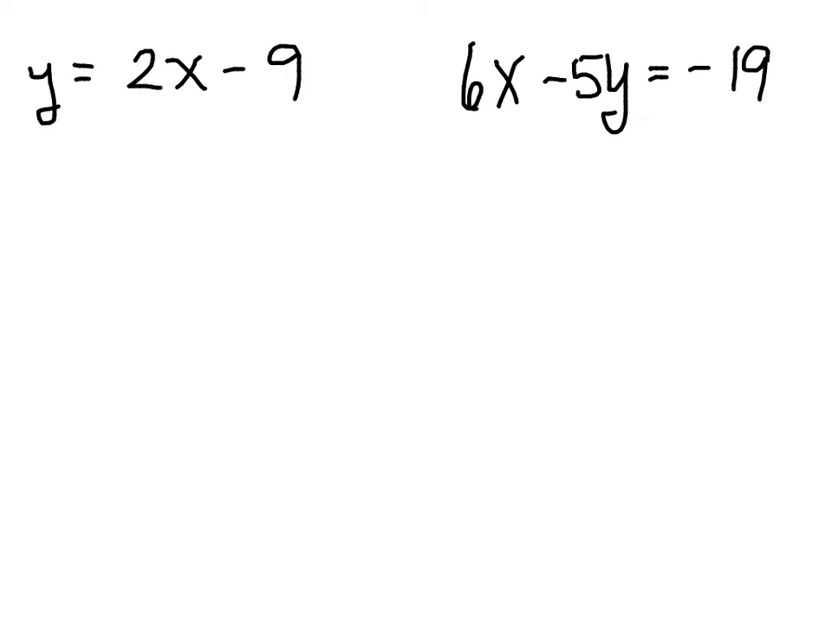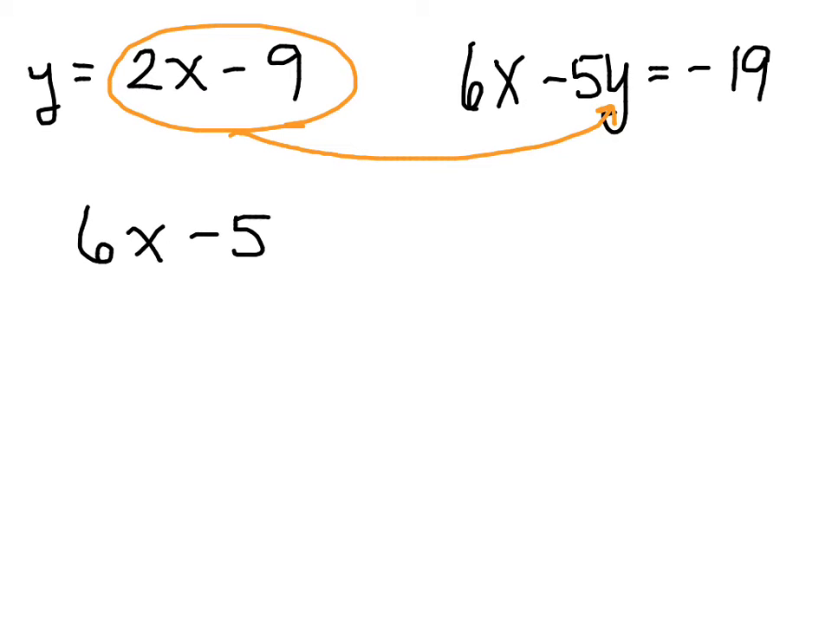Step 2. Here's where the substitution comes in. And I'll use a different color so that you guys see it. When they say the expression, they mean this part. I'm going to take that 2x minus 9, and I'm going to plug it into the other equation for that variable. So here's how it's going to look. It's going to look like 6x minus 5, but then I take the y out, and I replace it with 2x minus 9 equals negative 19.